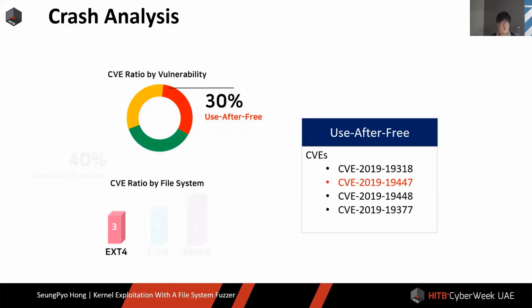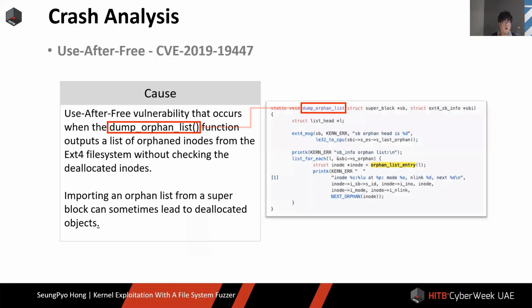Next is the 19447 vulnerability. This vulnerability is a UAF vulnerability that occurs in the dump open list function inside the ext4 put super function. This is a vulnerability that occurs when the free inode is not scanned and printed. The exact free point has not yet been analyzed, but the possibilities depend on how the free inode is put in.